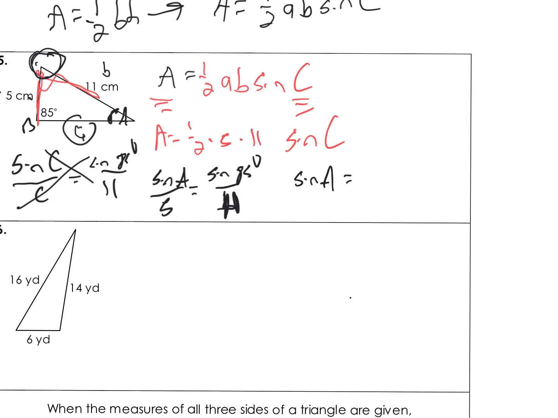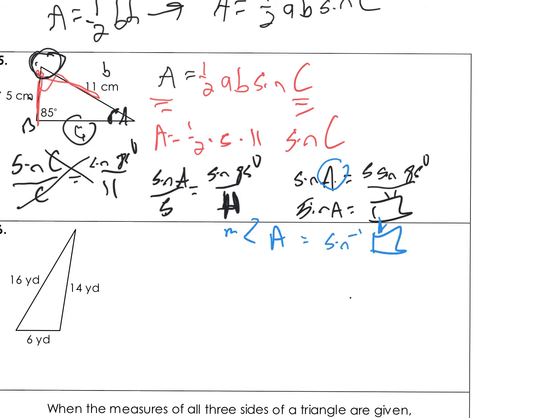So I know that sine of A, I'm solving it for sine of A. I'm multiplying both sides by 5. 5 sine of 85 degrees over 11. So I'm going to get sine of A equals some number. And then I have to get the angle out of there. So the measure of angle A would be the arc sine or inverse sine of this particular answer. So why don't I go calculate that and come back? And go ahead, you do it first. Make sure your calculator is in degree mode.